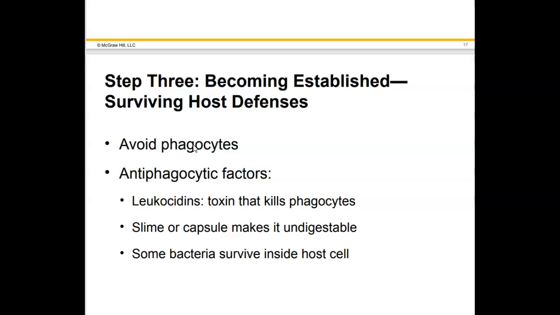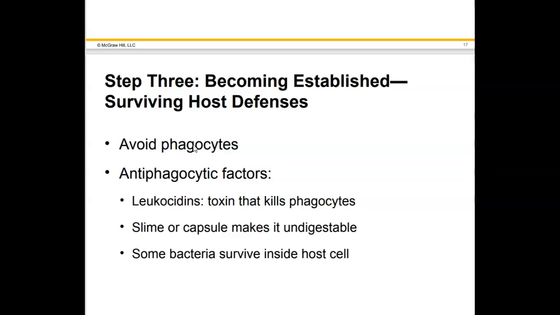They also can produce leukocidins, which are toxins that kill the phagocytes. Leukocidins a lot of times will cause pores to develop in the membranes of the cells, and that causes them to die or burst. So leukocidins are things that the pathogens secrete to basically counter your immune cells.